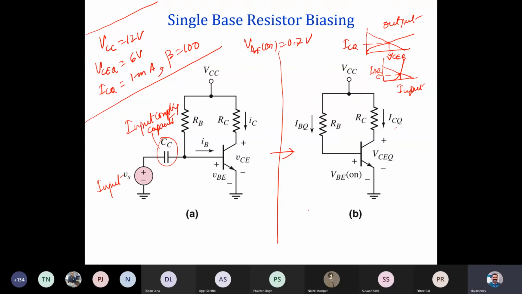ICQ is given, VCEQ is also given, and VCC is given. So we can find RC first. This is a simple circuit. We know that VCEQ is VCC minus IC into RC at the quiescent point Q. Using this, you will get the value of RC.